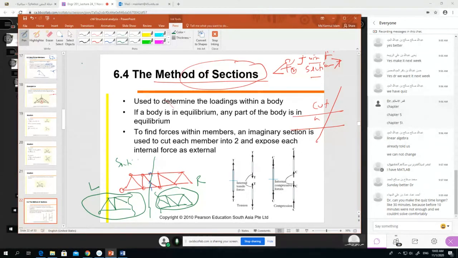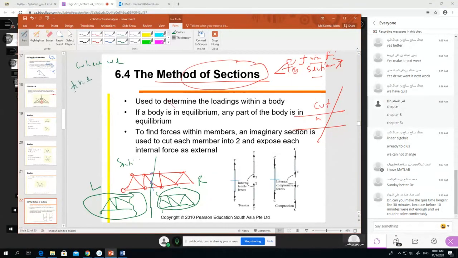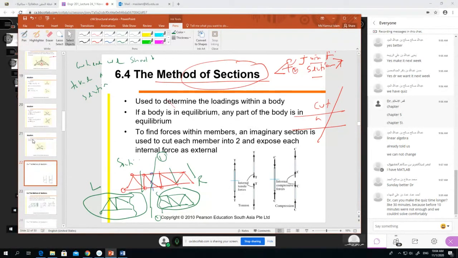Now, the question is where we should take a section. Method of sections: here, or here. I will show you the technique now, where to take the section, where to cut the truss. It depends on experience, and I will show you how to do it.